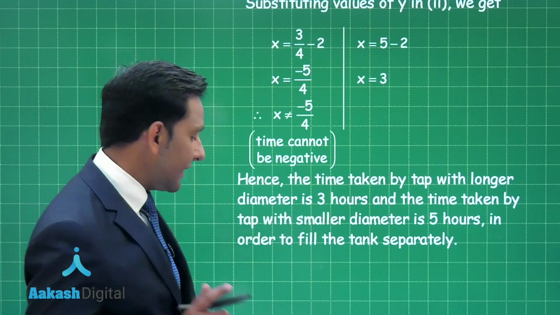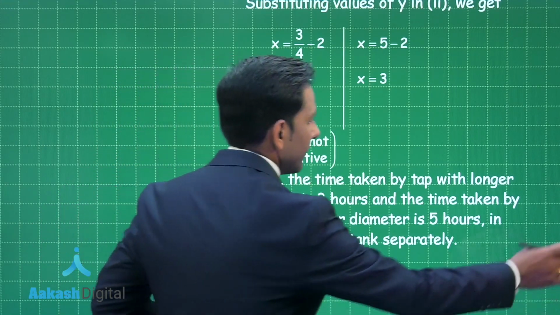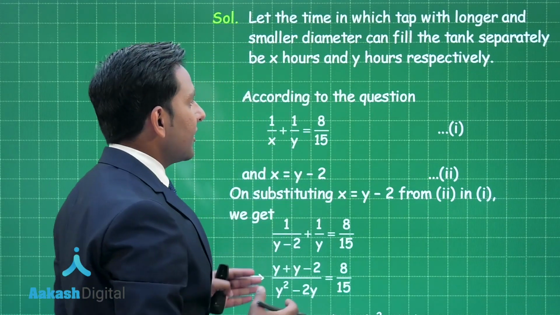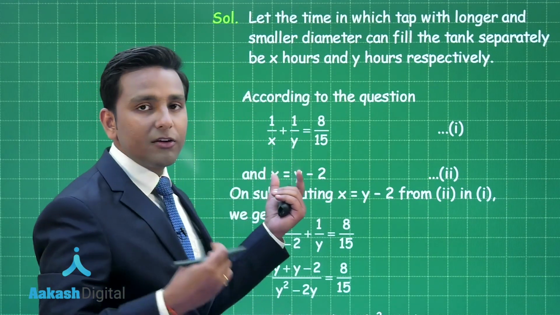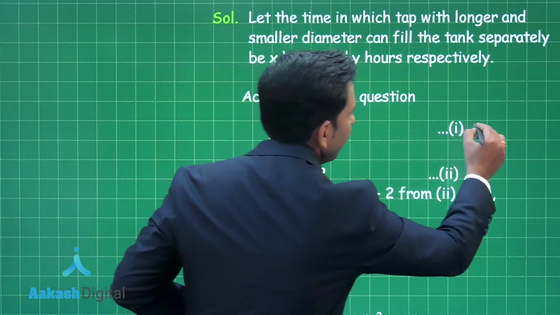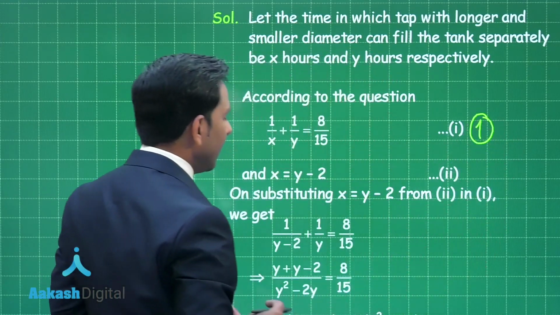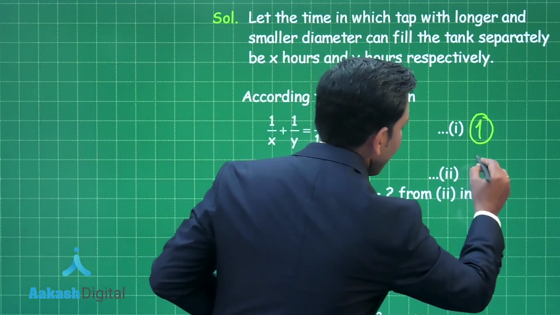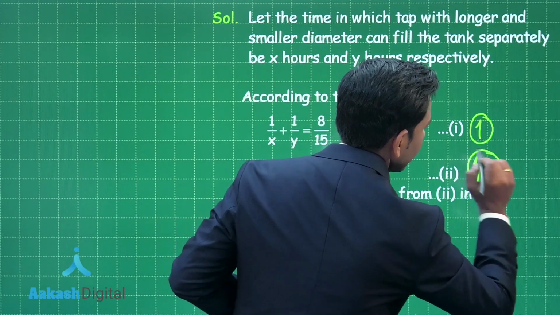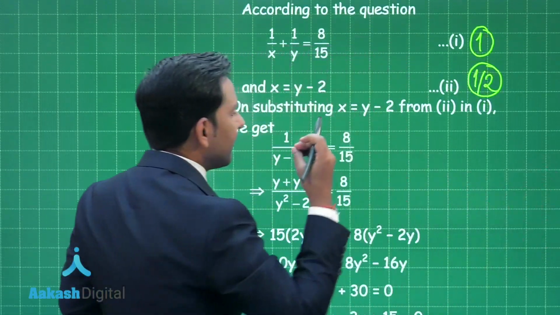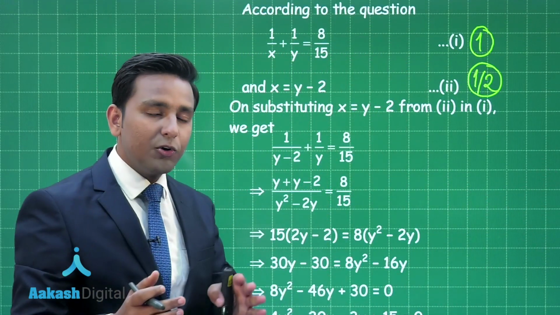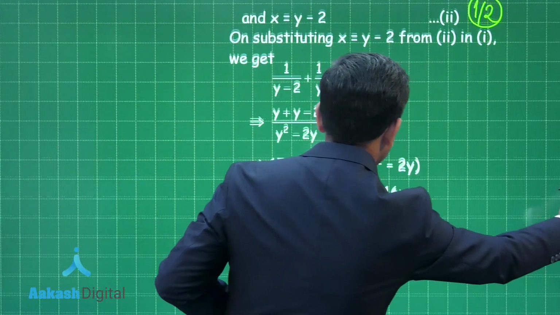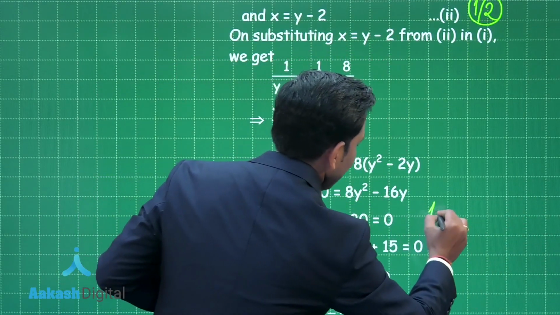Now let's discuss the marking scheme. When you write the relation between x and y using the first information, this step will give you 1 mark, and when you write the relation according to the second information, this step will give you half a mark. And when you put the value of x from equation number 2 in equation number 1, we are getting a quadratic equation, so this step will give you another half mark.